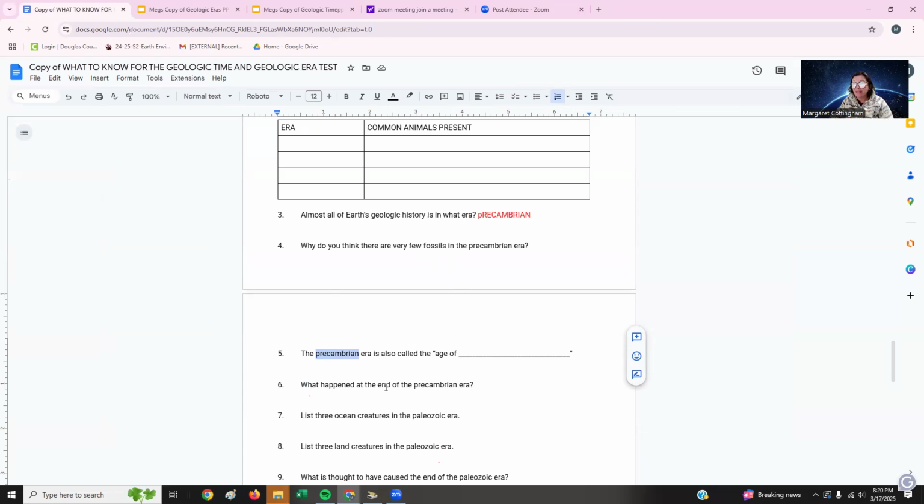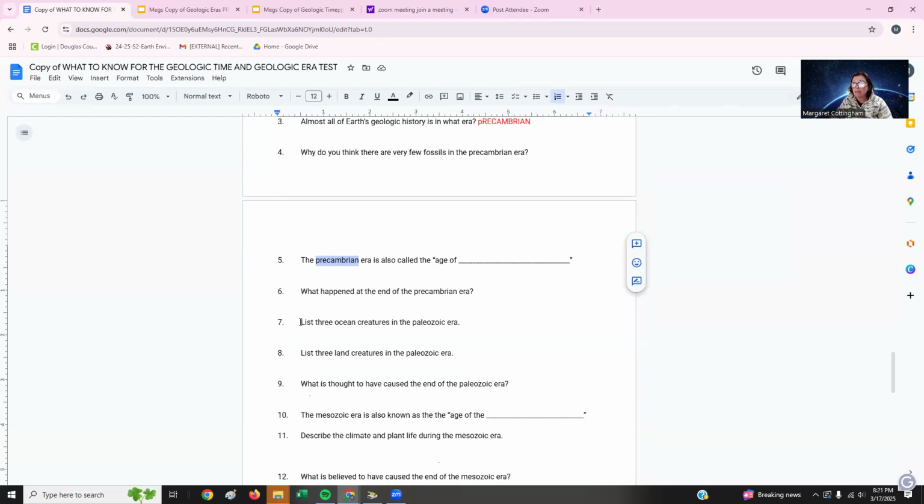What happened at the end of the Precambrian era? Well, super volcanoes. They all blew up, remember? Blew up, mass extinction, and very few things survived. Maybe some little ocean creatures. But besides that, you know, total devastation.